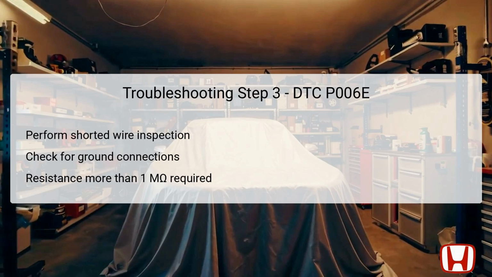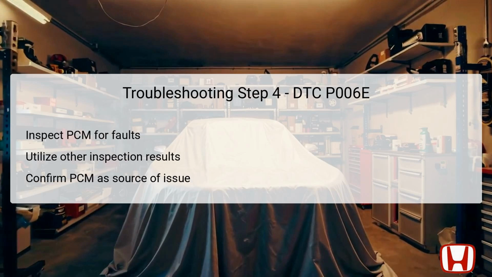With all connections properly disconnected, the resistance check should indicate more than 1 megaohm, validating that the circuit is not improperly grounded. If the resistance fails to meet this threshold, it confirms a shorted circuit that will necessitate further investigation and repair. In the fourth and final step of this troubleshooting process, if previous inspections have yielded normal results for both the open and shorted wire tests, the focus then shifts to the PCM, or Powertrain Control Module.